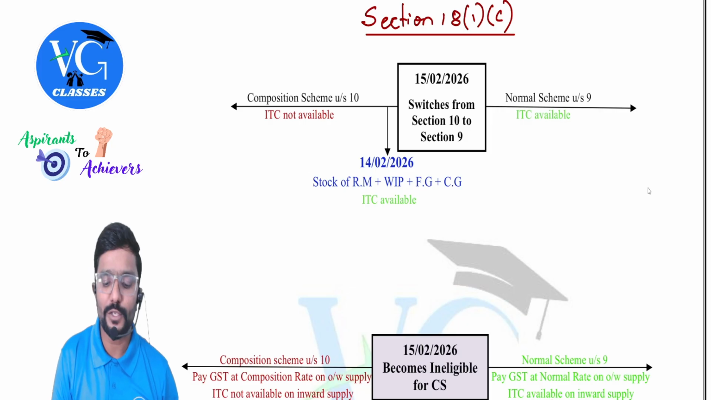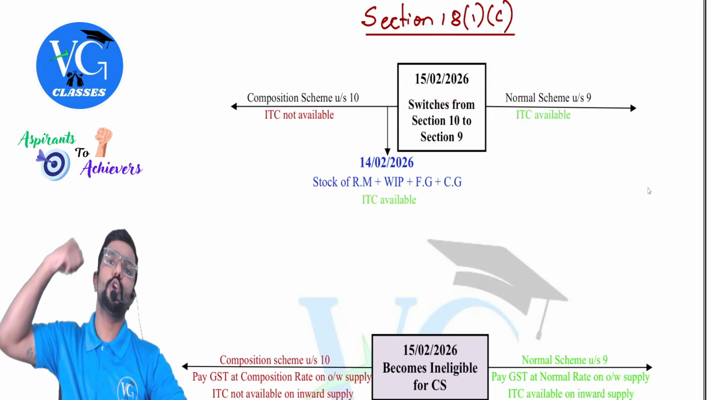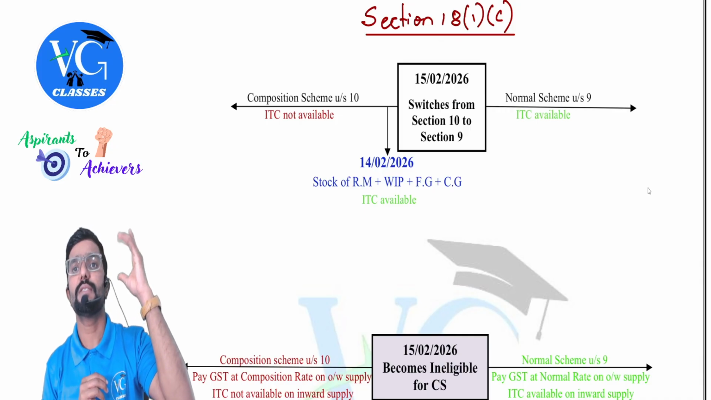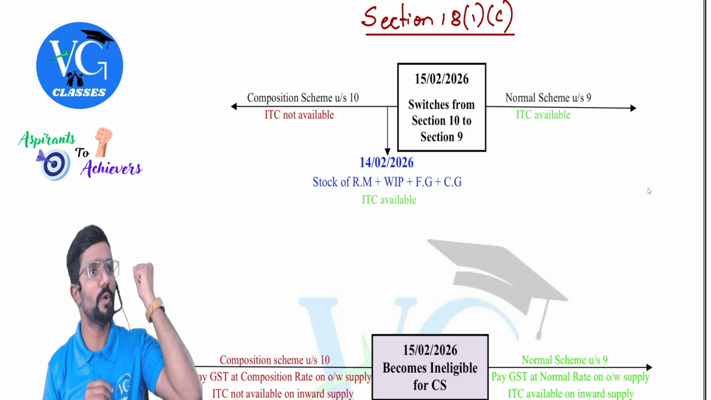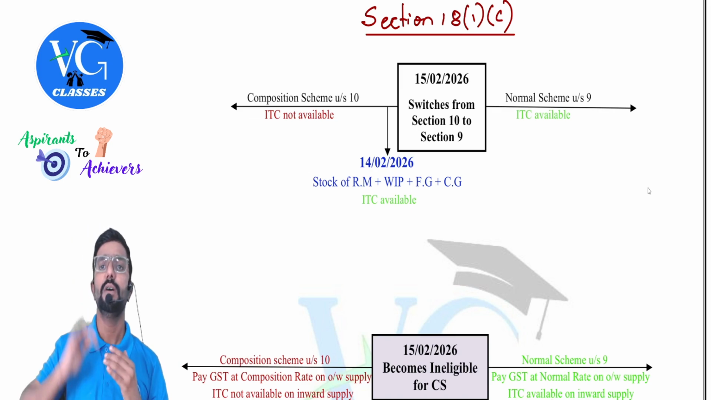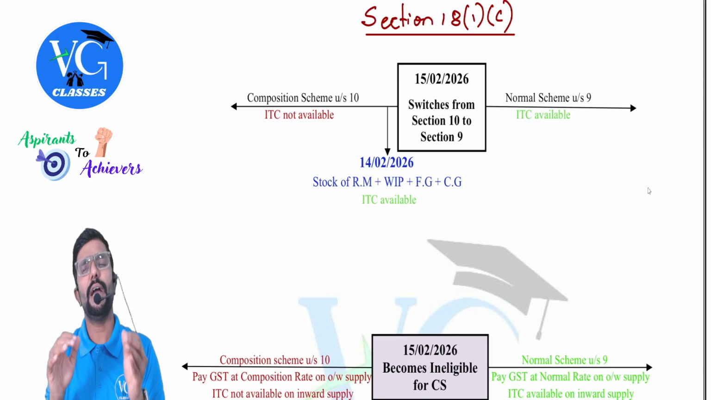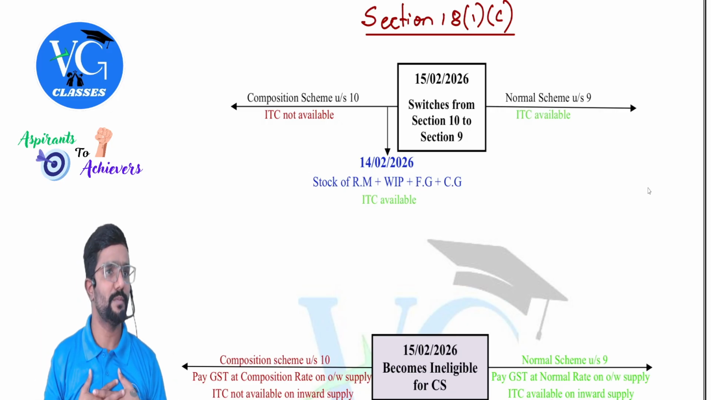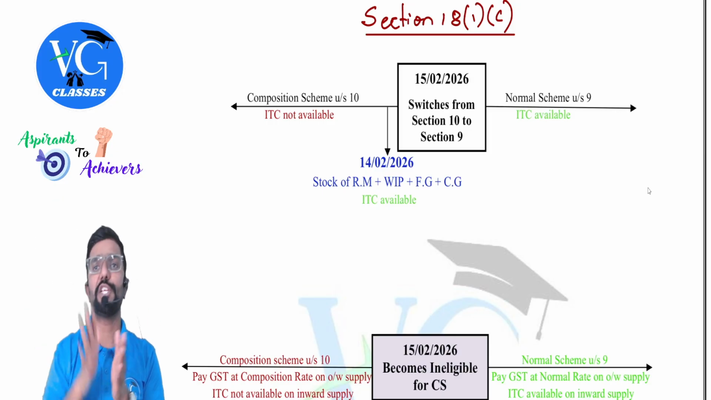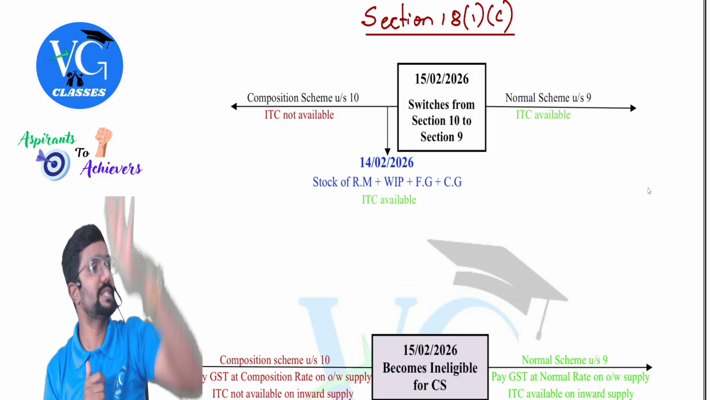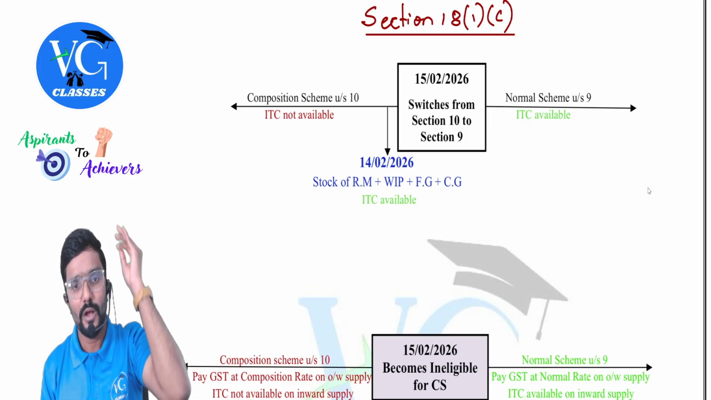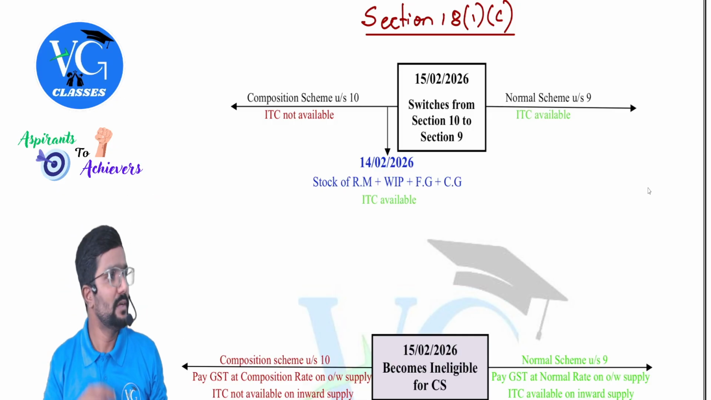Okay. Now assume, guys, on 15th February, my turnover crossed the threshold limit. What is the turnover for composition scheme, guys? 75 lakh, 1.5 crore, 50 lakh, depending upon which scheme, which state. Agree? Yes, sir. Assume on 15th February, I became ineligible for composition scheme. Ineligible means my aggregate turnover crossed the threshold limit, or else I started supplying outside the state. Immediately I have to move out of section 10. Correct? Yes.